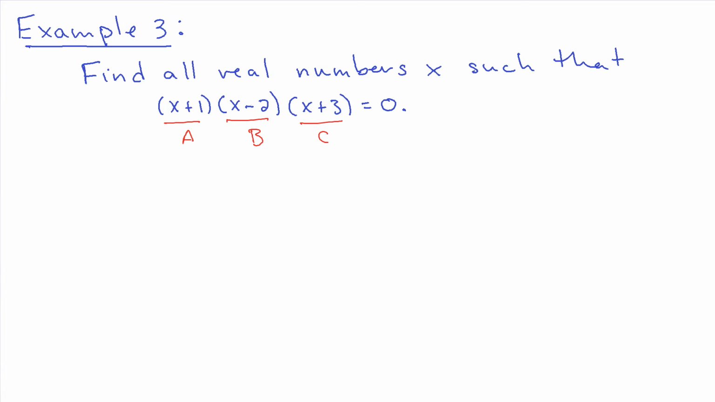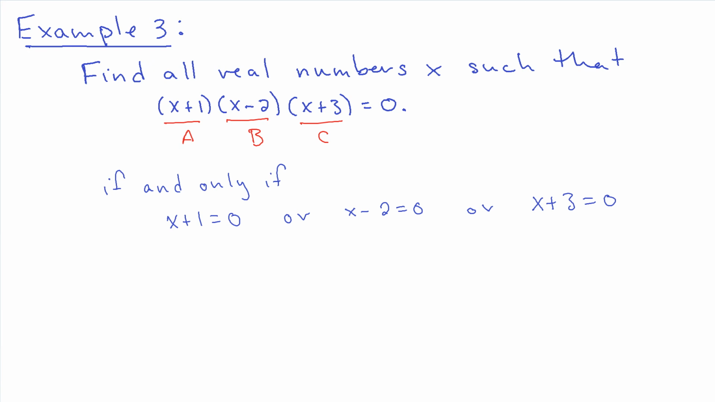If I have A times B times C equal to 0, that means that one of those things has to be equal to 0. So this expression is 0 if and only if x plus 1 is equal to 0, or x minus 2 is equal to 0, or x plus 3 is equal to 0. Remember, these three are real expressions. They stand for real numbers, and if I have three numbers that I multiply together and I get 0, one of those numbers, or maybe two of them, or maybe all three of them, have to be equal to 0.